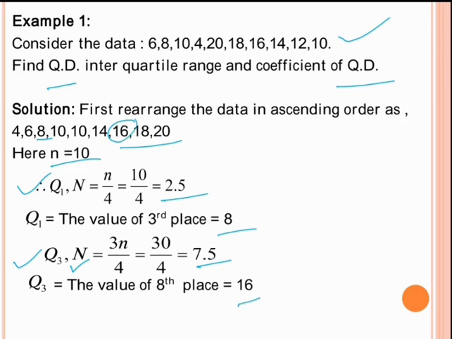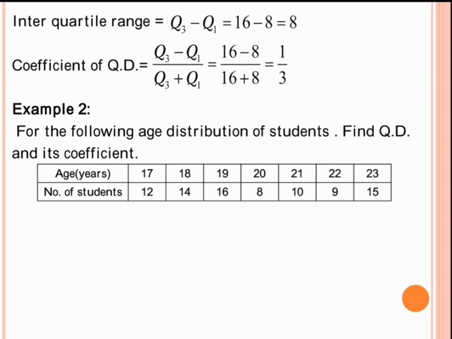Which is equal to Q3. Now interquartile range is given by what? Q3 minus Q1. Now you have both the values Q3 and Q1. 16 minus 8, that is 8. And coefficient of quartile deviation is what? Q3 minus Q1 upon Q3 plus Q1. This is the formula. We'll simply substitute these values. So 16 minus 8 upon 16 plus 8, that is equal to 1 by 3. So this was the simplest example of quartile deviation.